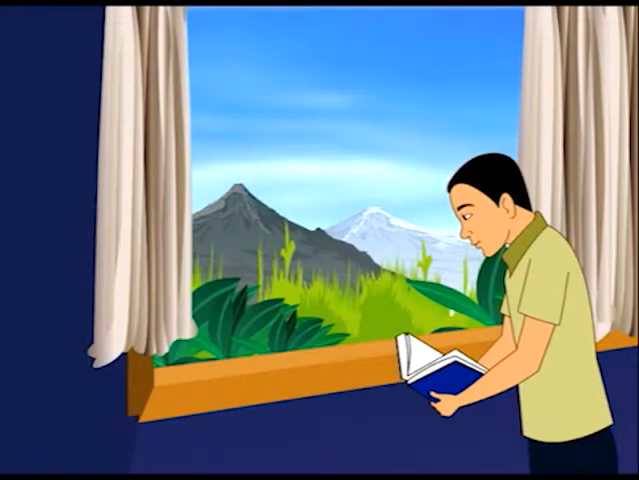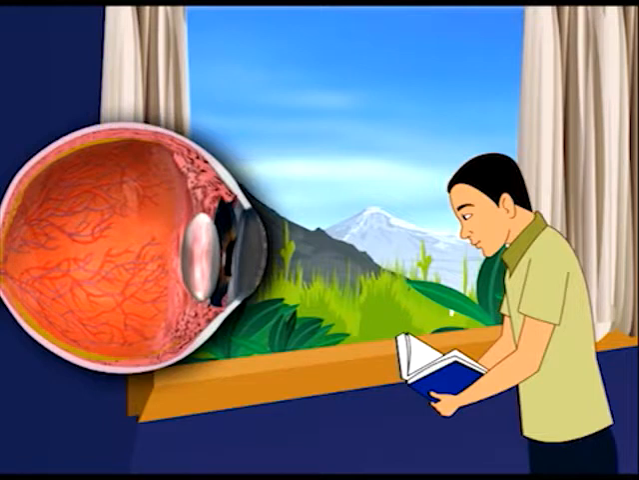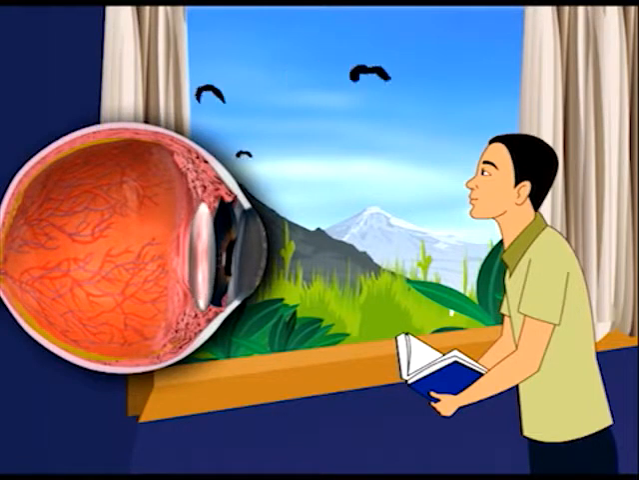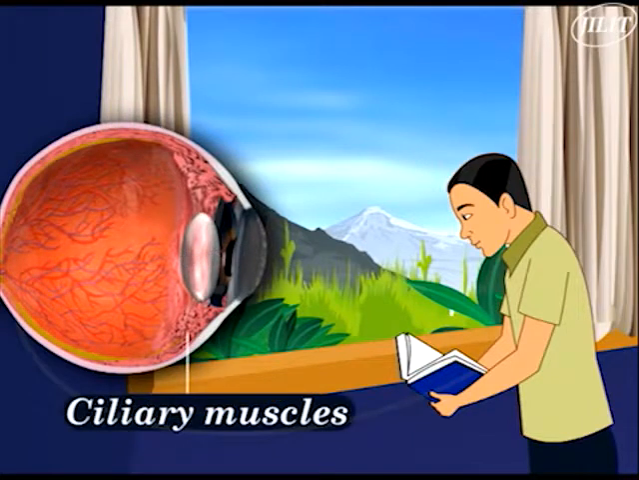We see objects at different distances with the same clarity. What changes take place in our eyes when we look at objects lying at different distances? Actually, the thickness of the lens changes with the action of the ciliary muscles.